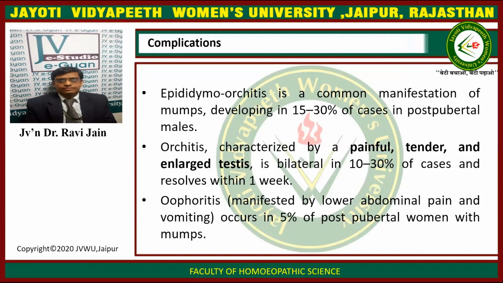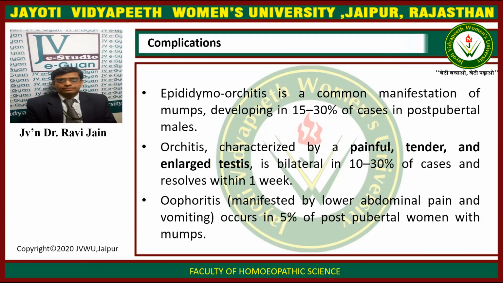Now, what are the complications? The complications of mumps include epididymo-orchitis. It is a common manifestation of mumps, developing in 15 to 30% of the cases in post-pubertal males. Orchitis is characterized by painful, tender, and enlarged testes. It is bilateral in 10 to 30% of the cases and it resolves within 1 week.